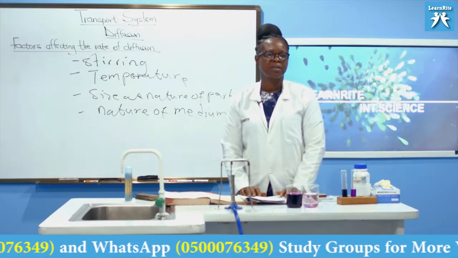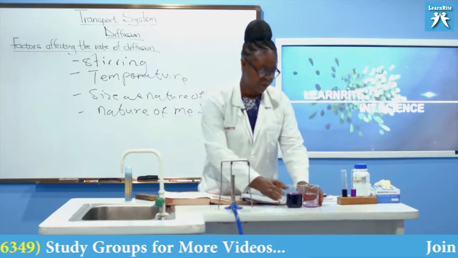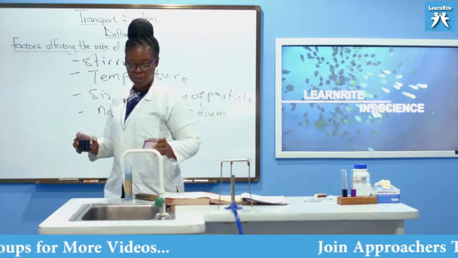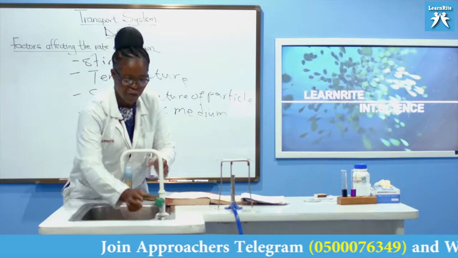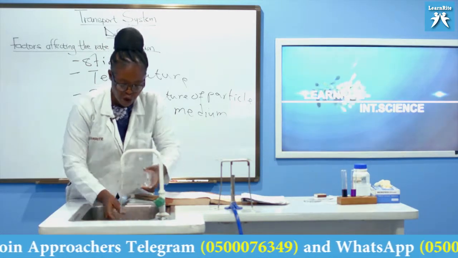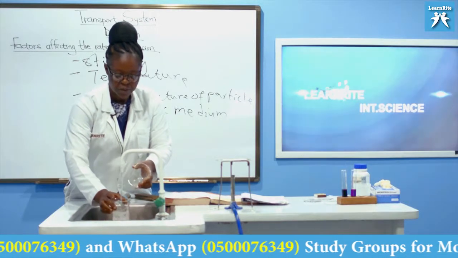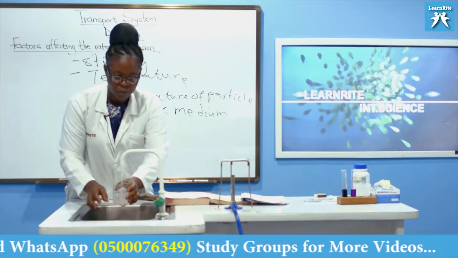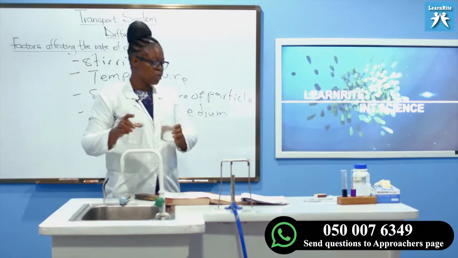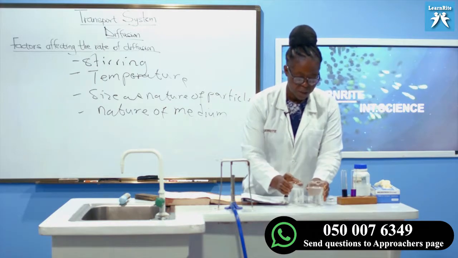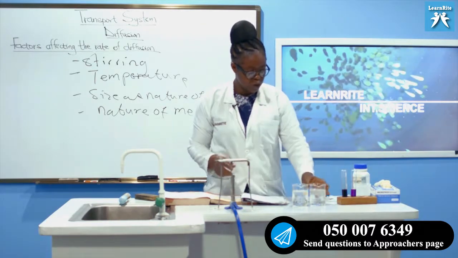Now, the second one is temperature. By the way, what is temperature? Yes, temperature is the degree of coldness or hotness of a given body. That is known as the temperature. And what instrument do we use to measure it? We use a thermometer. It depends on what you want to take.